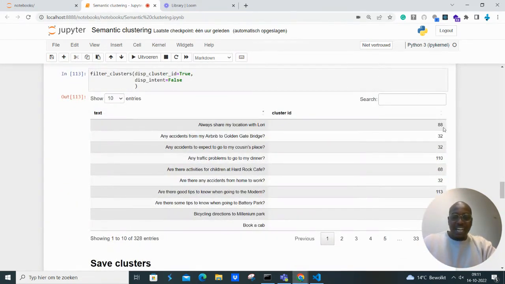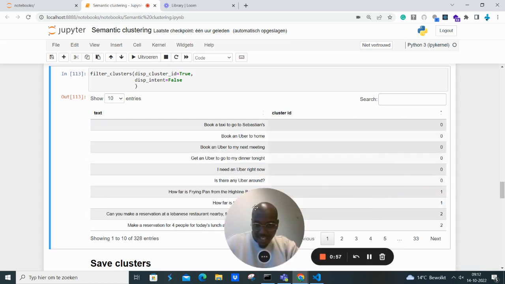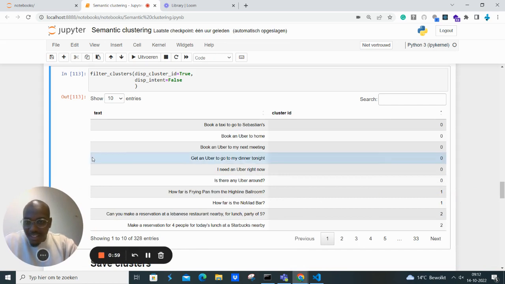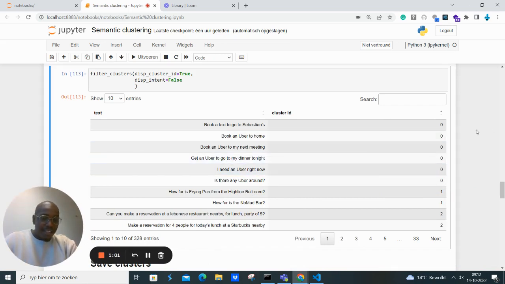All right, on the left side here we have sentences, and on the right side we have a cluster ID. A cluster ID is an ID of which the model thinks that a sentence belongs to. And if we would group this and move this to the left side, then we can see that on the right side here we have cluster 0, we have cluster 1, we have cluster 2, and so on.